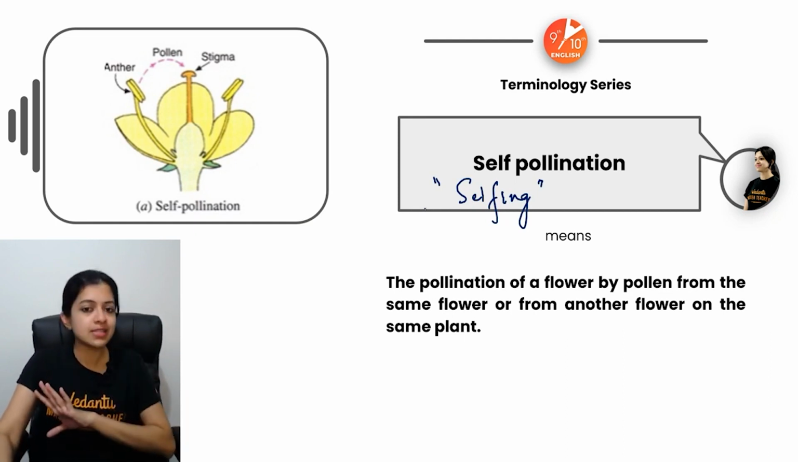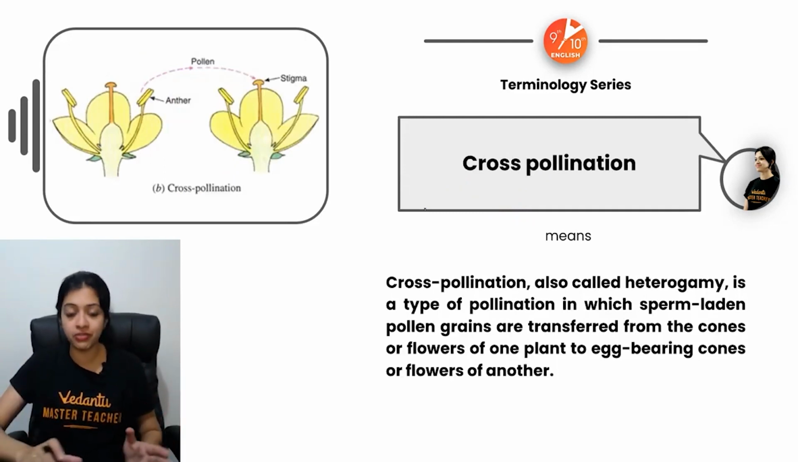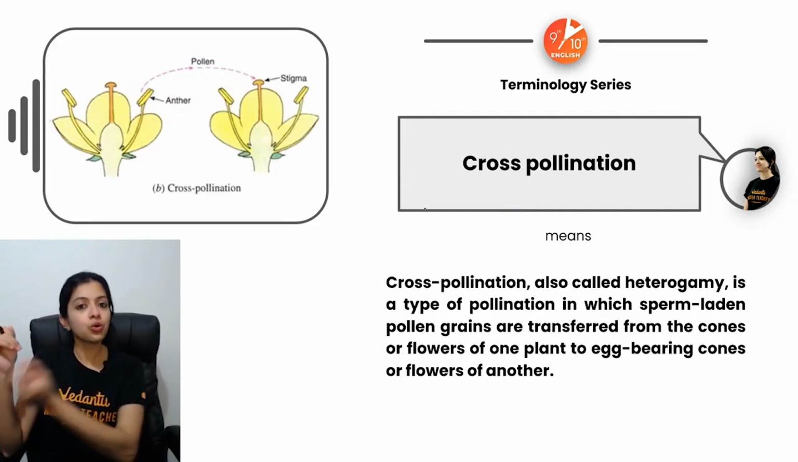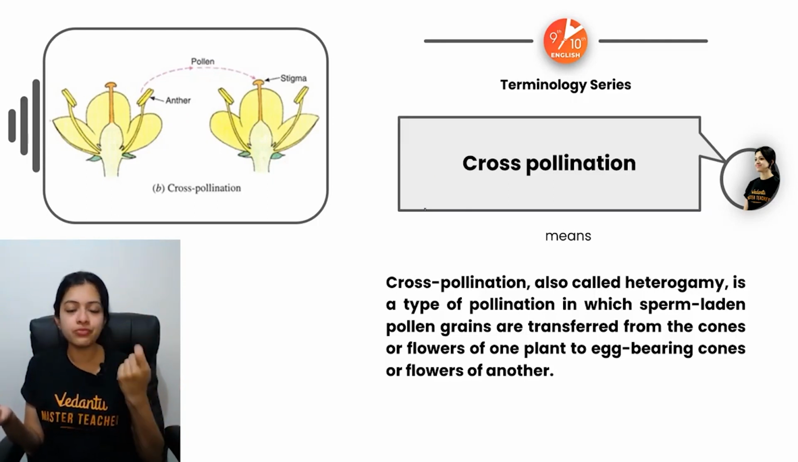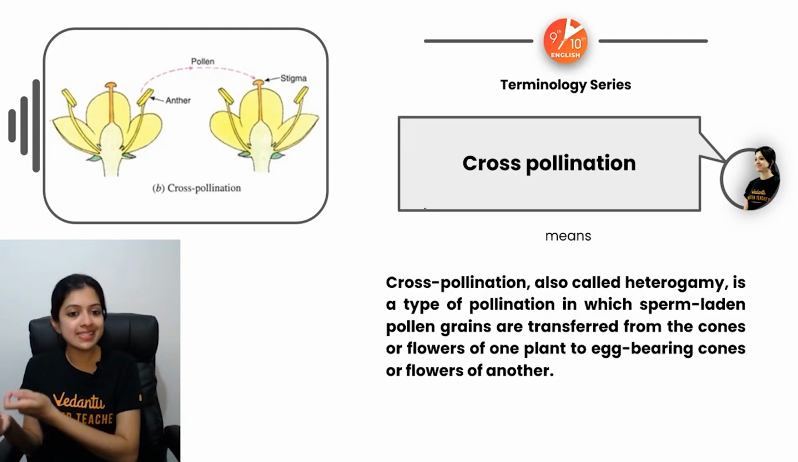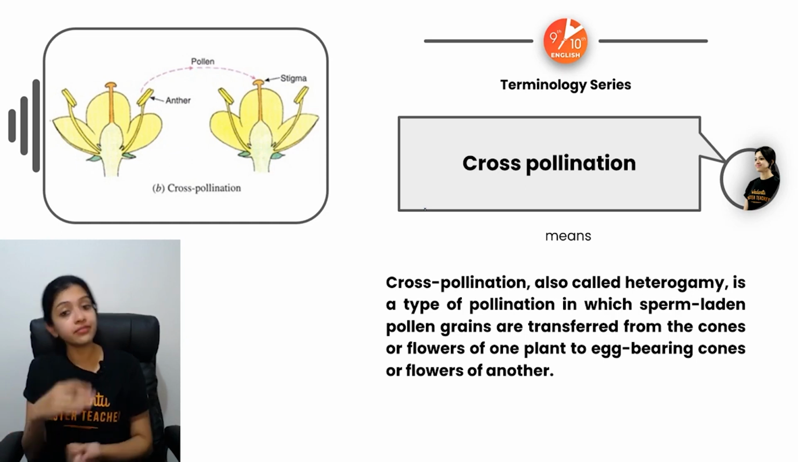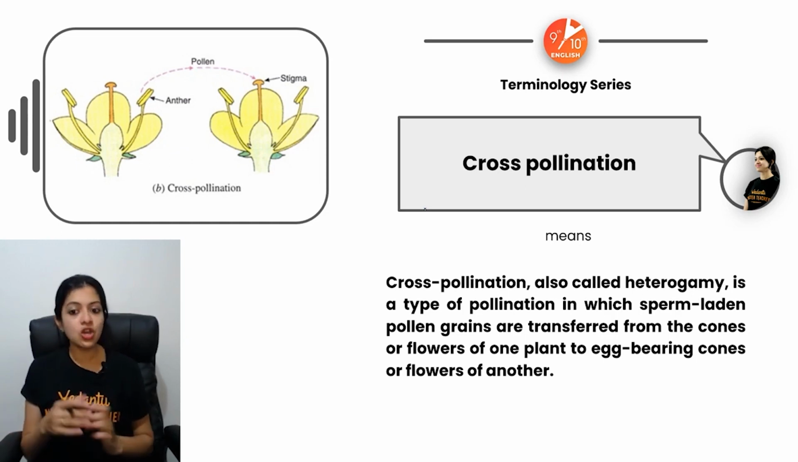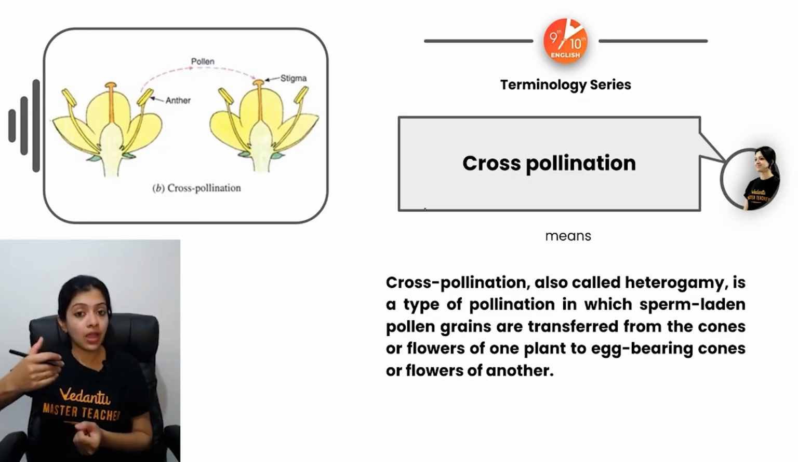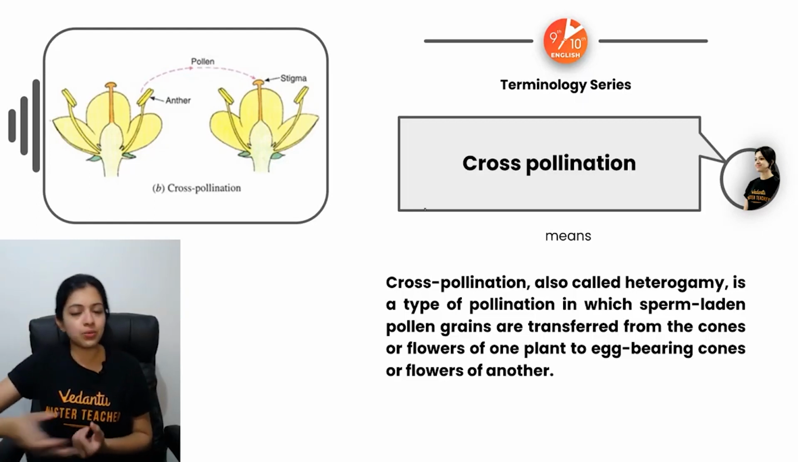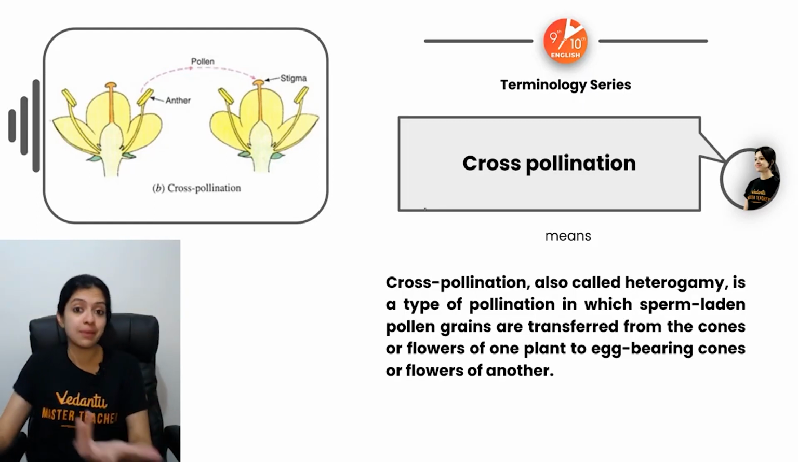Two different plant bodies are not required. That's the major difference. Whereas for cross-pollination, two different plant bodies are required, because the pollen goes from the anther of a flower to the stigma of a flower of a different plant. This is what cross-pollination is. Now, it's only after pollination occurs that a flowering plant can undergo the subsequent steps of reproduction. Fertilization can happen only if pollination has happened.